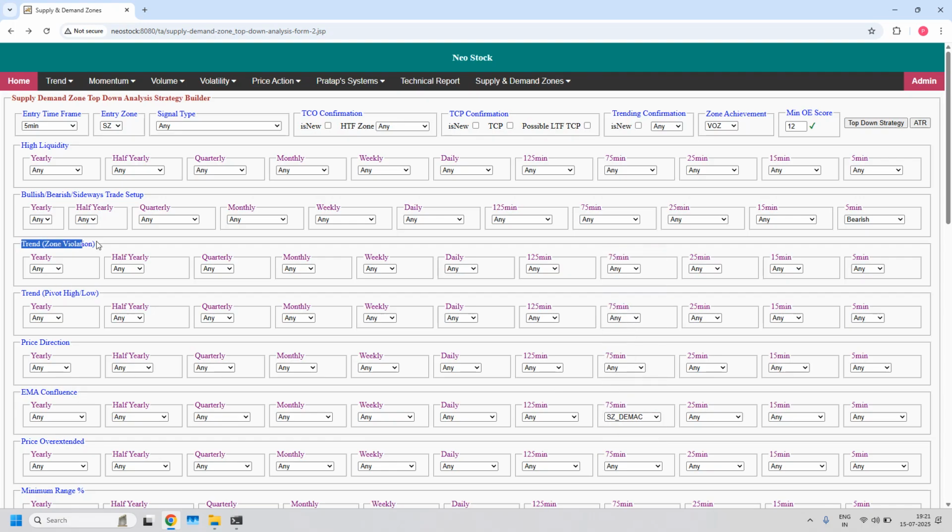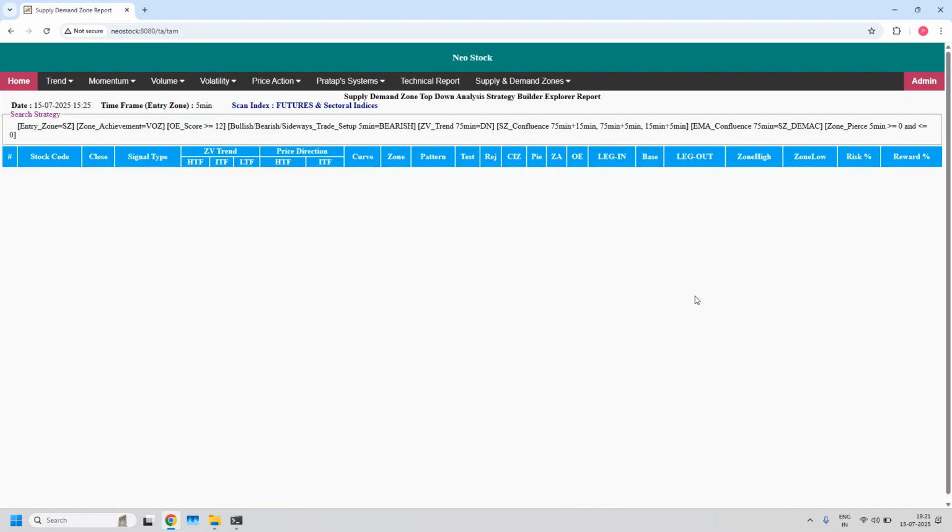At the same time, trend on the 75 minutes time frame should not be sideways. It should be downtrend because it is a bearish trade setup. So we don't have any stocks. So that means we don't have any high probability trade setup supported zones for bearish trade setup, hourly income trade.